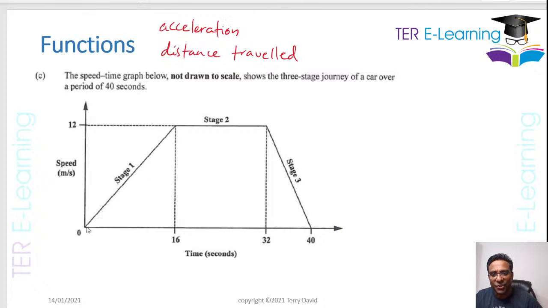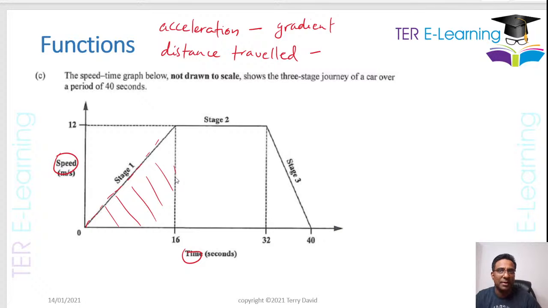If we want to find acceleration, let's say in this first stage of the journey, this line here, all I need to do is to find my gradient. That is what we do to find acceleration from a speed time graph. So acceleration is simply gradient. When they ask you to find distance traveled, let's say in stage 1, it is simply the area under the graph. So from a speed time graph, if you want distance traveled, it's simply the area under the graph. That's something you need to be able to do.